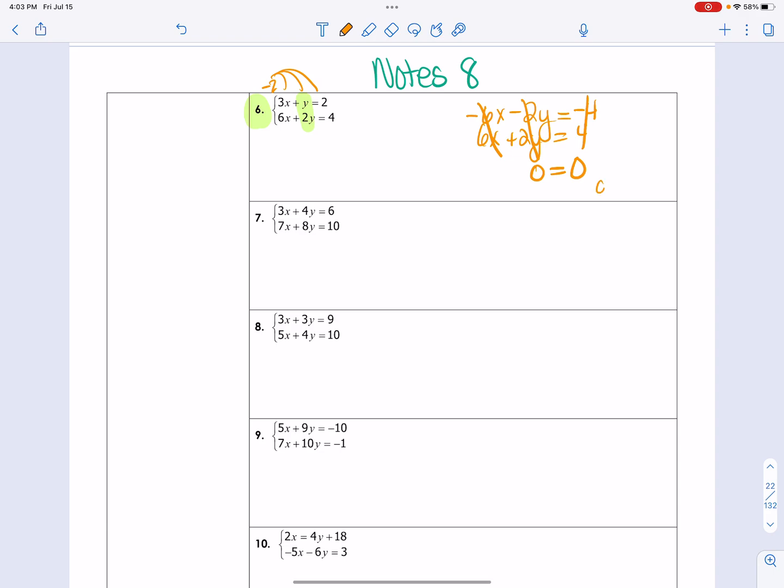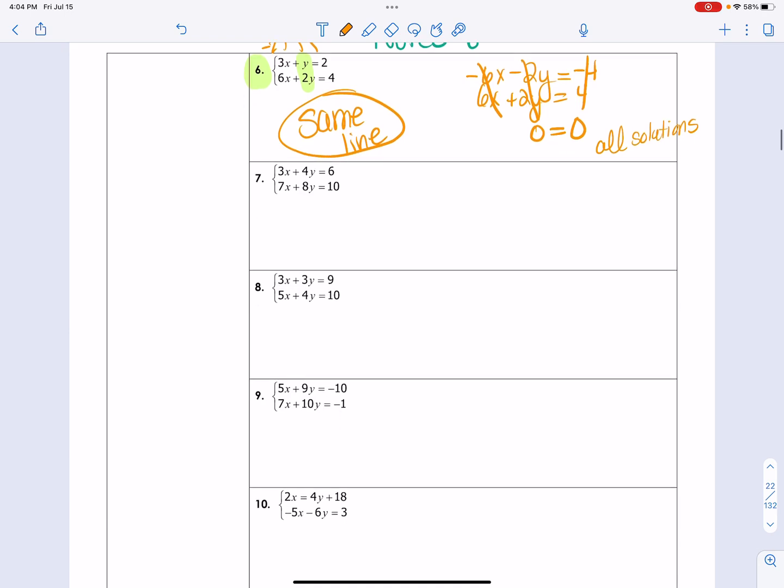So this goes back to those problems where you have all solutions. Everything works. In the scheme of a line, that means that these are the same line. Okay, now if I would have done the math and let's say it was 0 equals 8, then that goes back to what we learned before where it's not the same line, it's parallel lines, they're never going to hit.